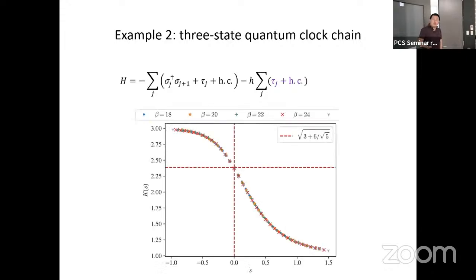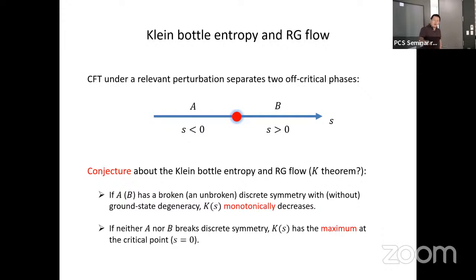Our conjecture has two statements. One is that if you have this phase diagram with two phases separated by a CFT, an A phase and a B phase, separated by this critical point, and here s is smaller than zero, the dimensionless coupling, and here s is larger than zero. If the A phase has a broken discrete symmetry like Ising Z2 or Z3, and the B phase doesn't break any symmetry, then we conjecture that the entropy monotonically decreases. And if A and B both do not break symmetry, then we expect that the entropy is maximized at the critical point. That's our conjecture. It's not like the Affleck-Ludwig entropy, which is related to the RG flow at the boundary. So here we expect that it's related to the RG flow in the bulk.